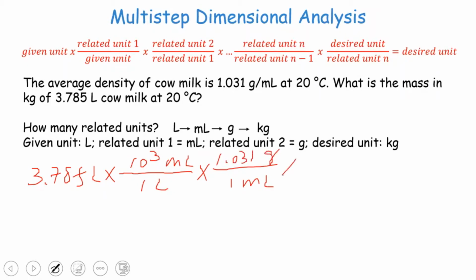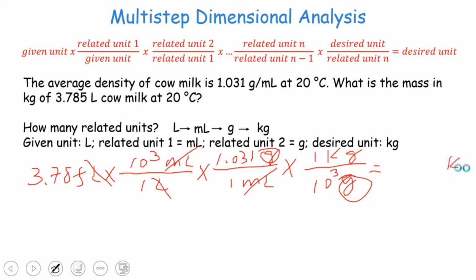grams. Again, gram is not the desired unit. The desired unit is kilograms. So we need to convert that one more time from grams, place that on bottom, kilograms, place that on top. 1 kilogram is 1,000 grams. Now let's take a look. Liters are gone. Milliliters are gone. Grams are gone. And we just have kilograms.